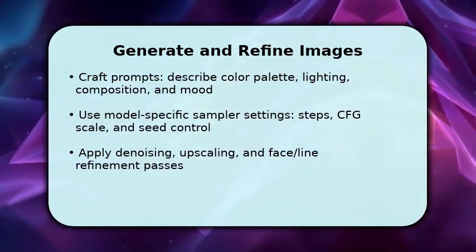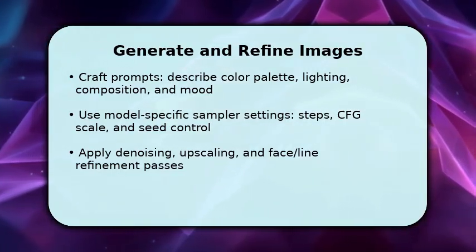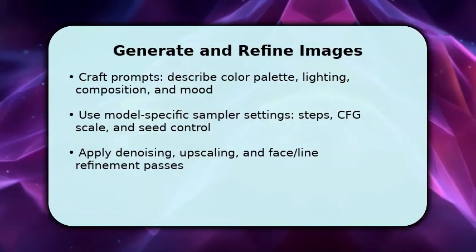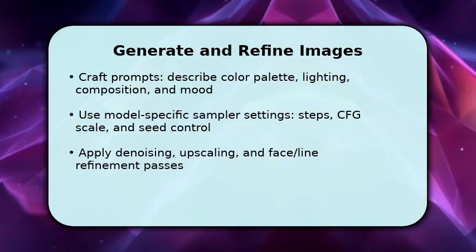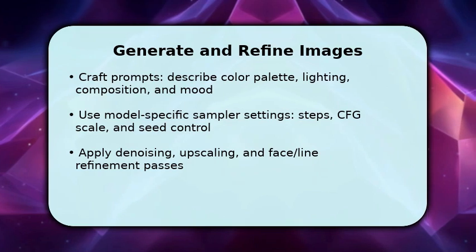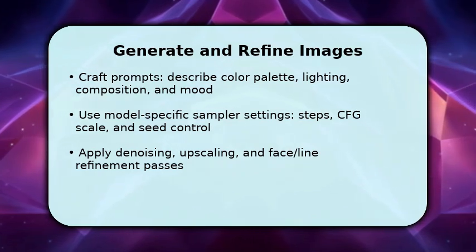Change seed for variations. After the initial render, perform denoising passes and a 2x upscaler, then retouch lines and colors with a refinement pass. Make sure to compare outputs and adjust prompt adjectives and lighting until you get the desired look.